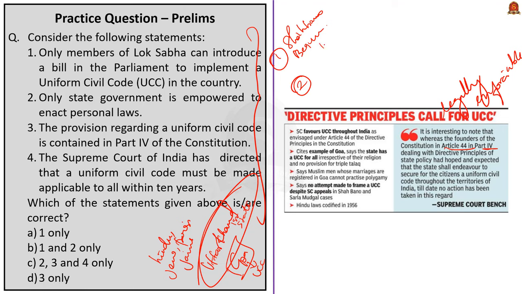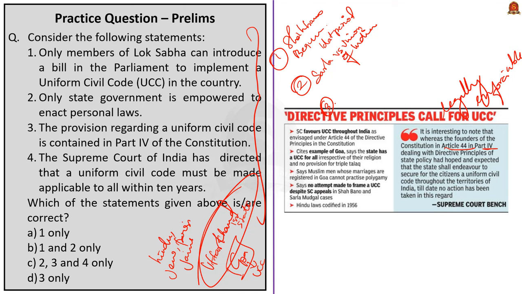And the court observed that a UCC would help in removing contradictions based on ideologies. Then secondly, in Sarla Mudgal versus Union of India, this case happened in 1995. Here the Supreme Court held that a Hindu husband cannot convert to Islam and marry another woman without dissolving his first marriage. It also stated that a UCC would prevent such fraudulent conversions and bigamous marriages.